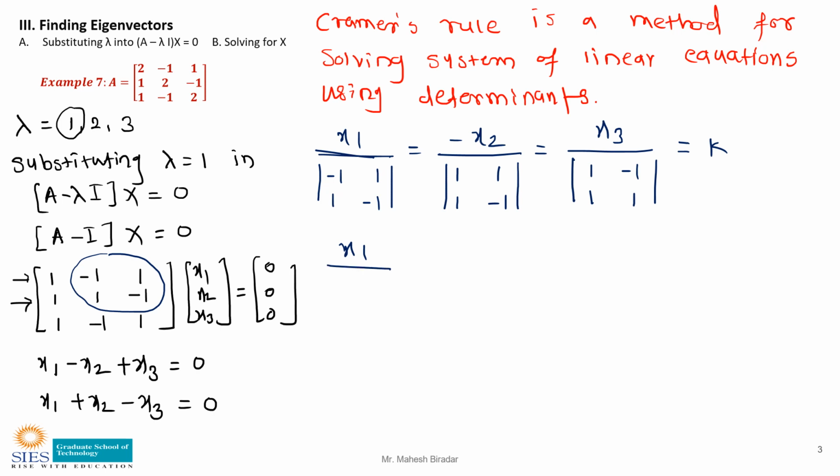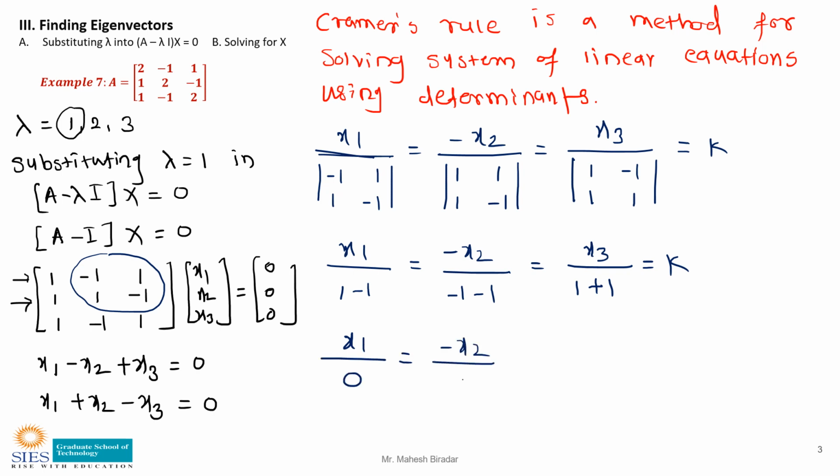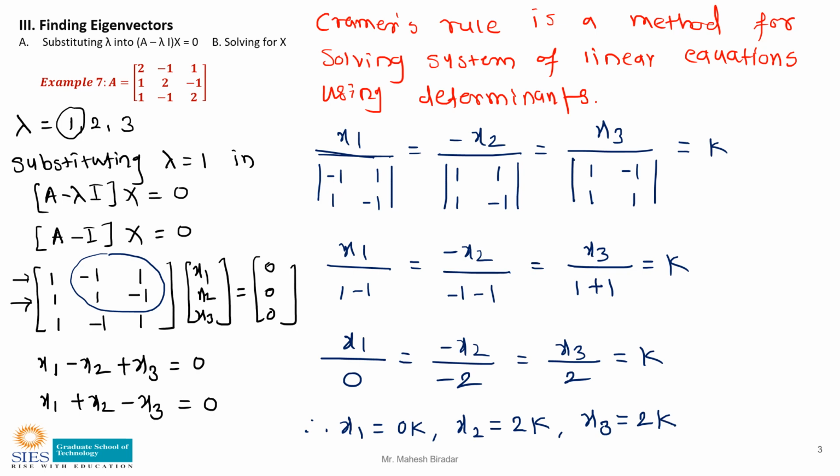So x1 divided by 1 minus 1 after solving the determinant, x2 divided by minus 1 minus 1, and x3 divided by 1 plus 1 is equal to k. Or you may write x1 upon 0, minus x2 upon minus 2 and x3 upon 2 is equal to k. Or you may write x1 is equal to 0 into k, x2 is equal to 2k, x3 is equal to 2k. So k is here proportionality constant.